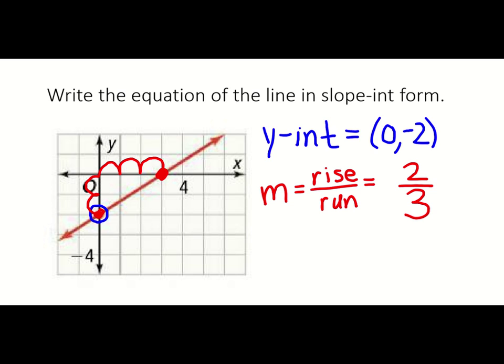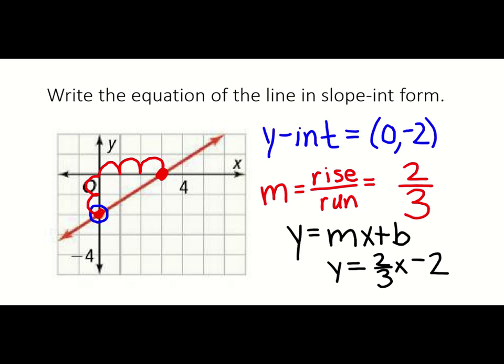Once you know the slope of the line and the y-intercept, we just plug those numbers into y equals mx plus b, the slope-intercept form. So y equals, m was 2/3, the x will stay in the equation, and then the y-intercept was -2. So we're going to write minus 2. So our equation of the line is y equals 2/3 x minus 2.